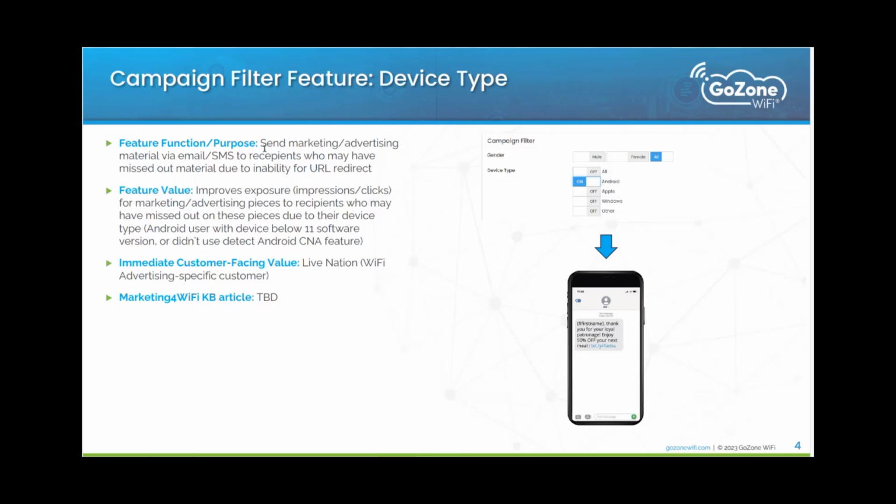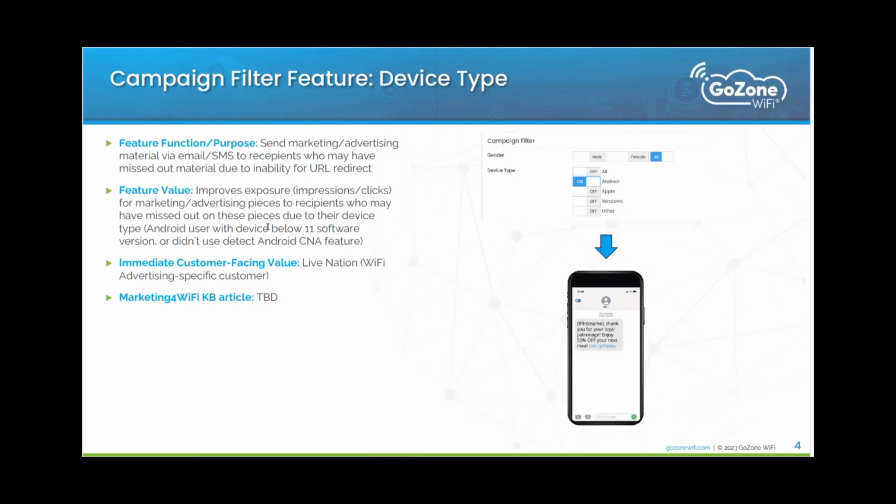The function: based on the device type, if it's turned on to a specific device, for that campaign that has the specific device filter, any user that connects to the Wi-Fi network and meets the trigger criteria of that campaign, and specifically the device type, will receive those specific email and/or SMS materials. The value of this feature improves exposure, so the impressions and clicks for marketing and advertising pieces, to recipients who may have missed out on said materials due to their device type.